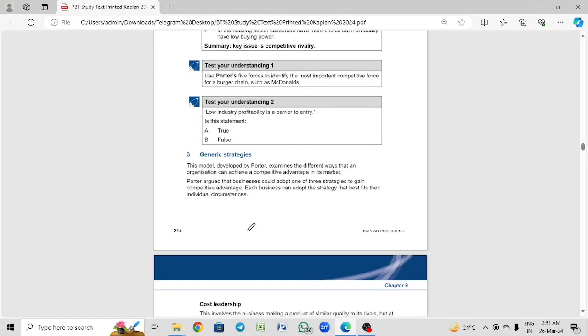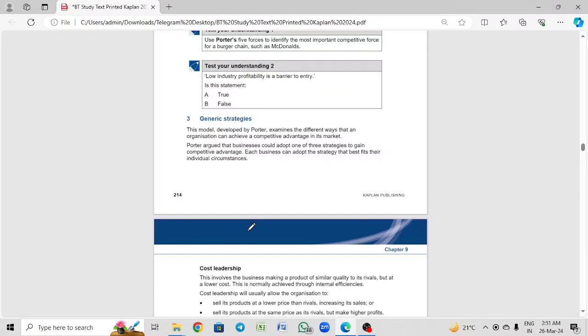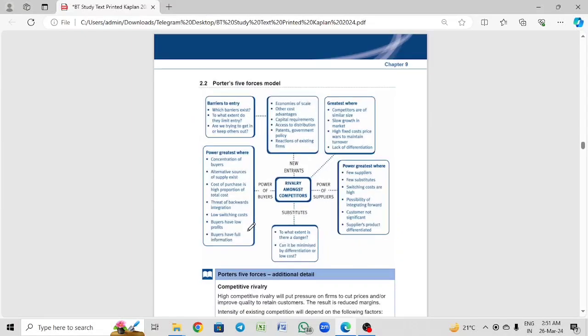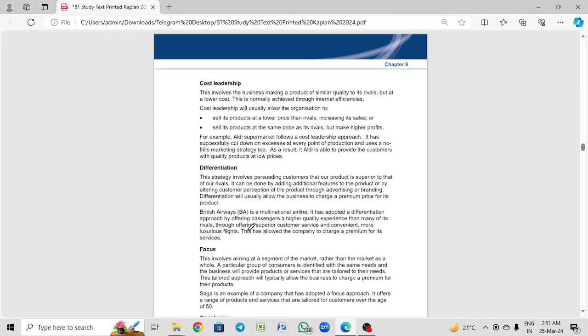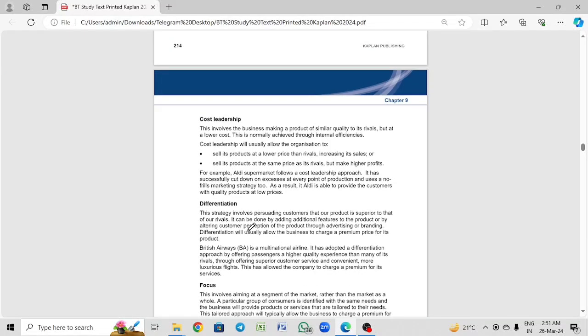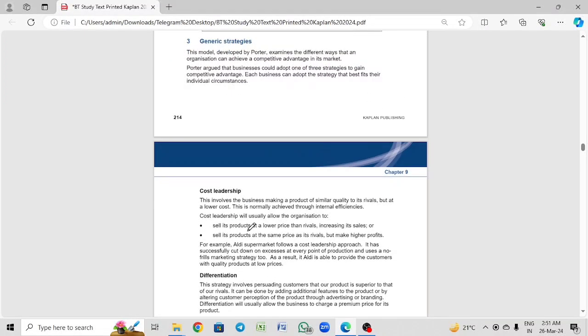Let's talk about the next topic, which are the generic strategies. What are the generic strategies other than these five? Okay, the competitive rivalry, or the threat to substitutes, or the threat to new entry. Okay, Porter gave also some strategies. Okay, what are the strategies that we can adopt in an already competitive market? Okay, to have a competitive edge.